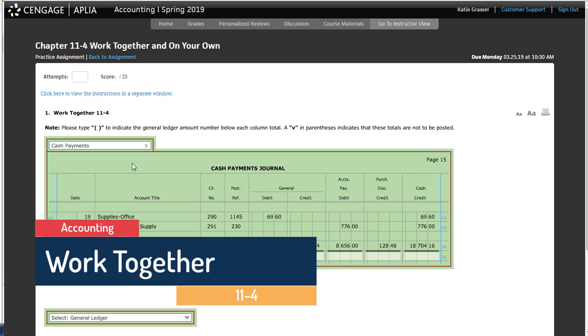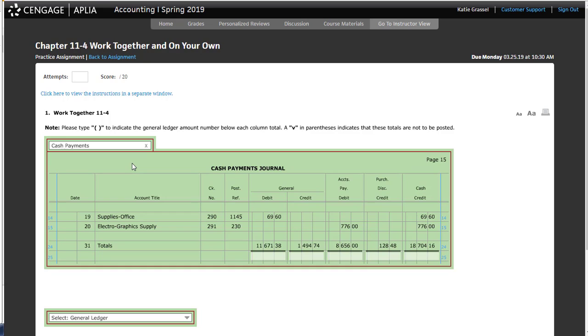Okay, ladies and gentlemen, we're going to take a look at Section 4. So far, we have gone through, we posted to our accounts receivable ledger, we posted to our accounts payable ledger, and we posted to our general ledger. Now, the fourth part of this chapter is taking a look at our totals.